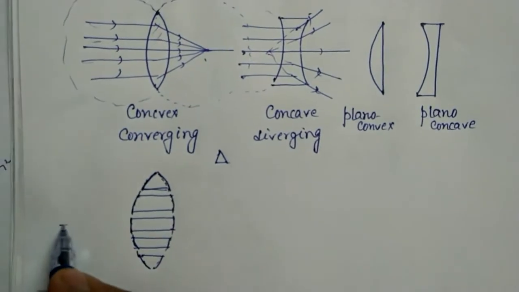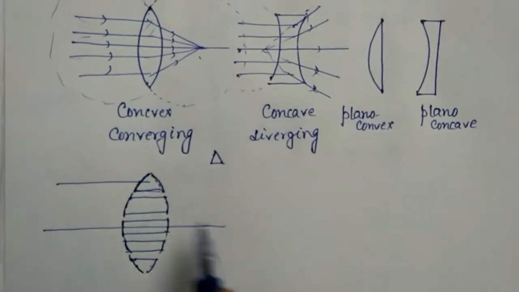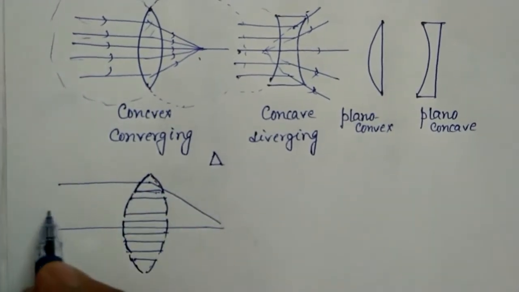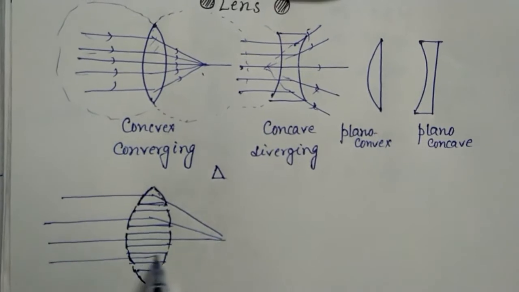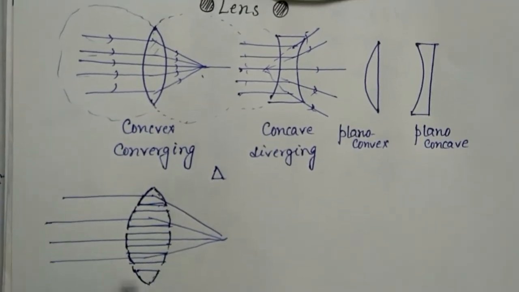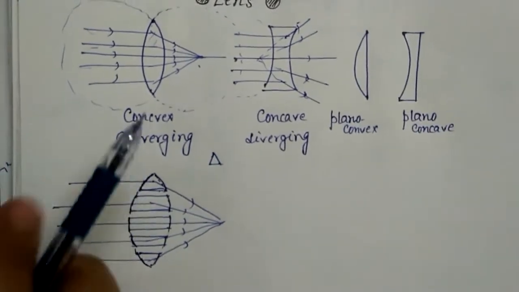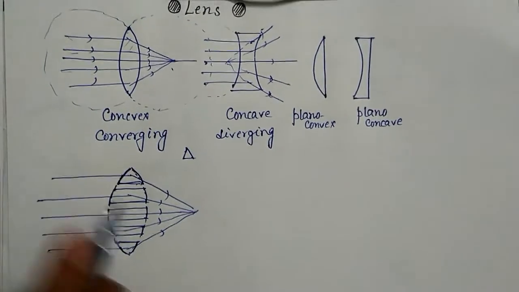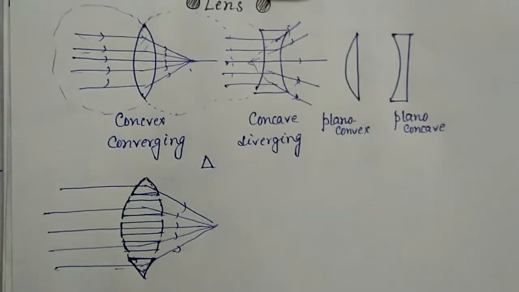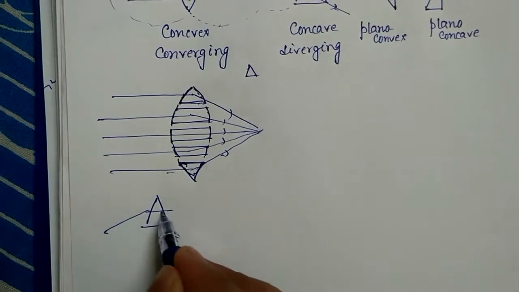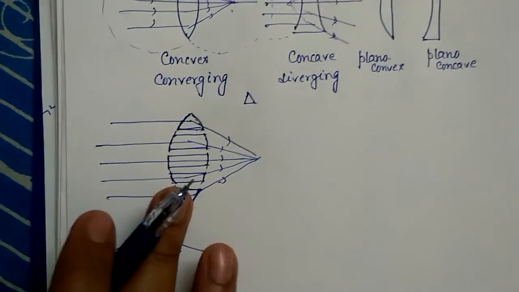Now let's say this is the axis. When a light ray falls on a prism, what happens? It always bends towards the base. Here this is the base, and the light ray bends towards the base. So that is why this lens acts as a converging lens, because this is a prism and the light ray bends towards the base. We know if this is a prism, the light ray passes through like this. That means the light ray always bends towards the base.